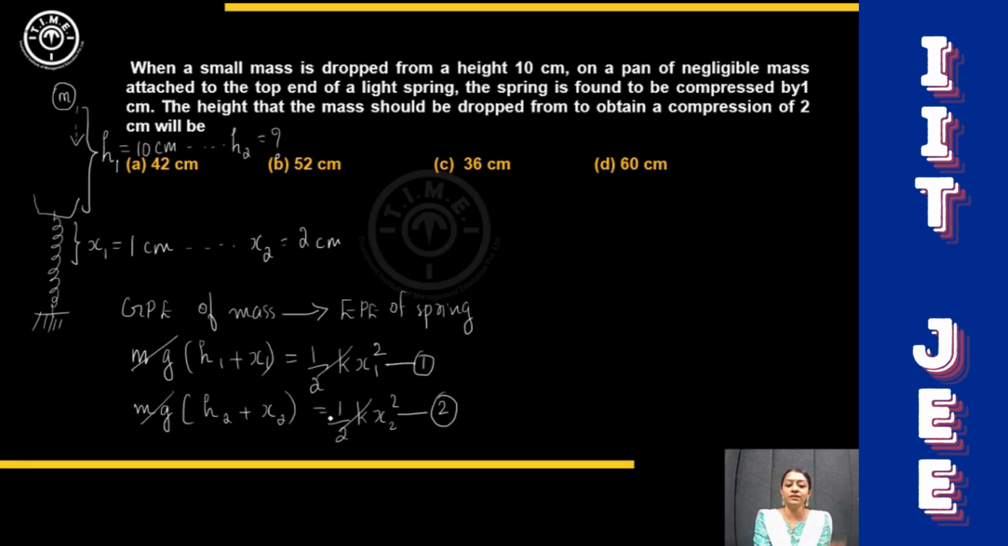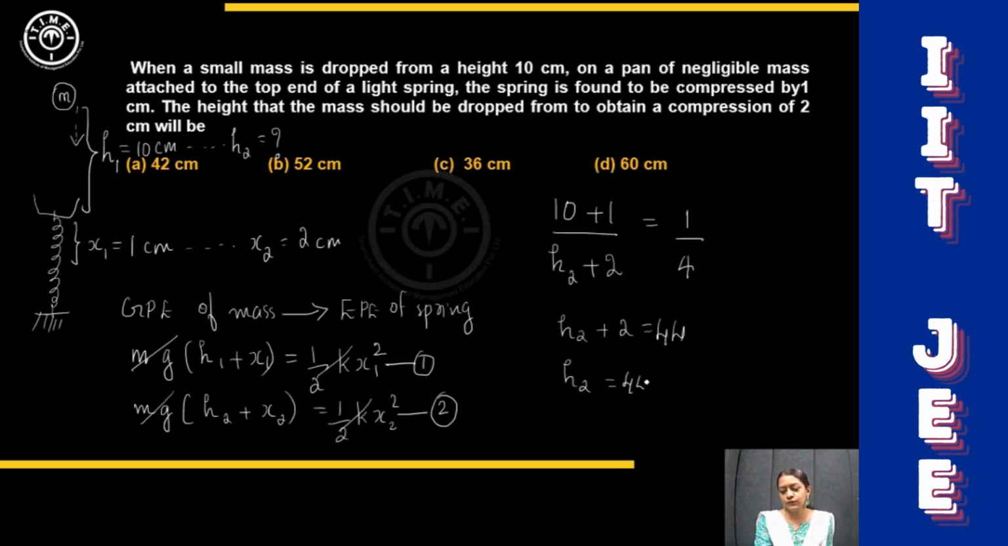Now we can substitute all the given data in the expression. So what is h1? h1 is 10, x1 is 1, and h2 is what you have to find out. The value of x2 is given as 2 centimeter. In the RHS, you will have x1 square by x2 square, right? That is 1 square by 2 square, which is 1 by 4. Now just cross multiply. 10 plus 1, 11. 11 into 4 is 44. So you will get h2 plus 2 is equal to 44. So h2 will be equal to 44 minus 2. So your final answer is 42 centimeter, which is there in option A.